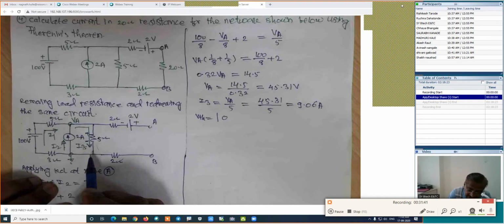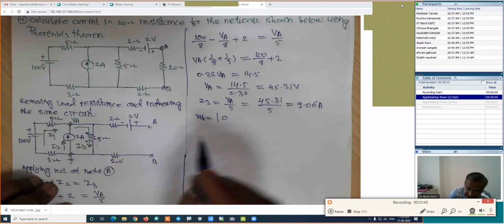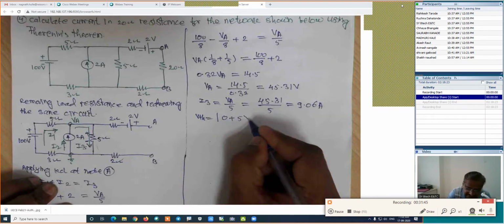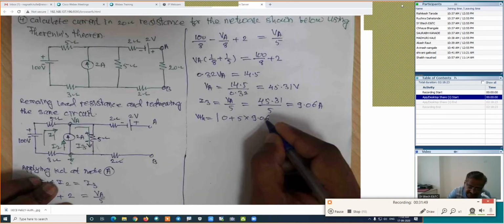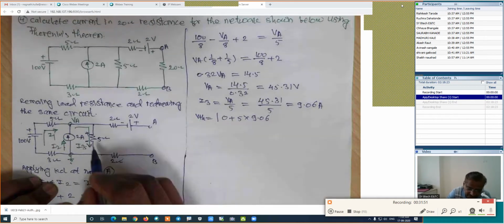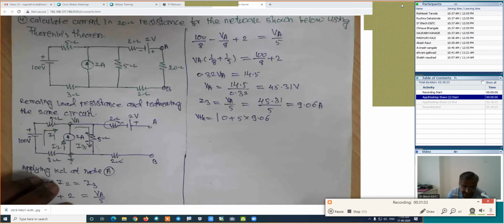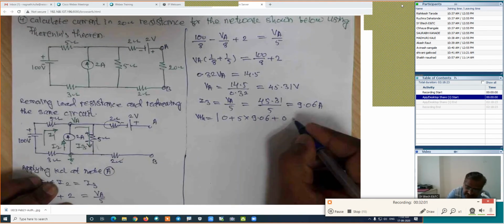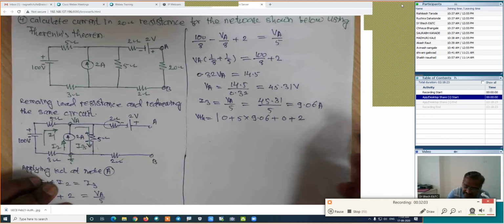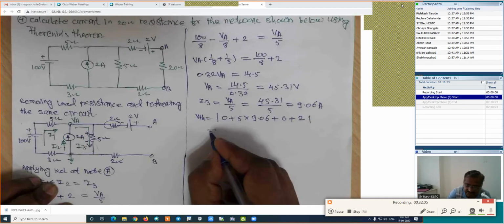Then if we are traveling upward, negative to positive, that is a plus. Its resistance is 5 and its current is I3, which is 9.06. Then we are traveling back. How much is the voltage across this resistance? It is 0, because current in this branch is 0. Means it is plus 0. Then negative to positive, which is a plus, its voltage is 2. And that's it about the calculation of VTH.